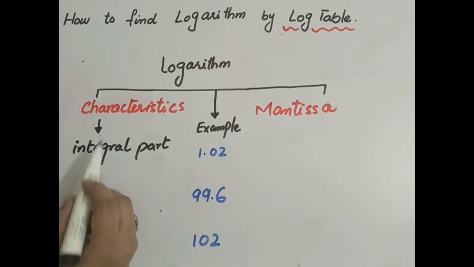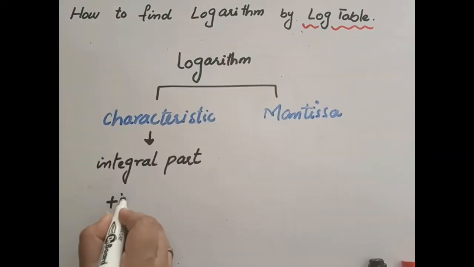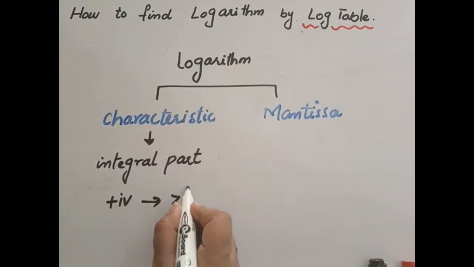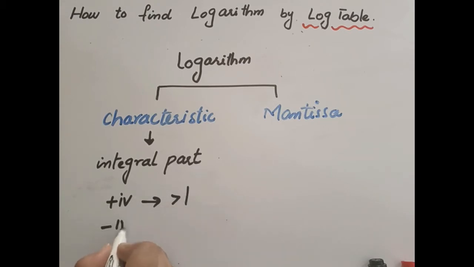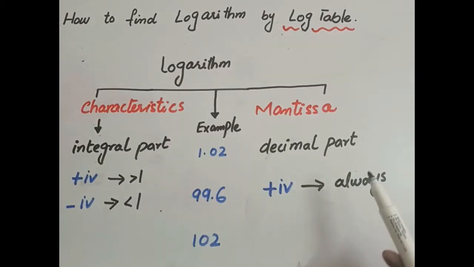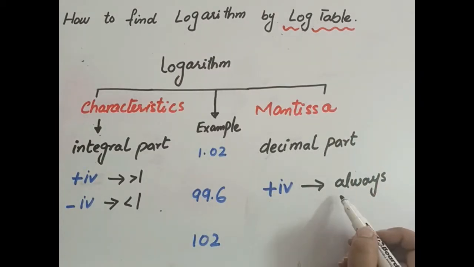If we are talking about characteristic, it is an integral part. It is positive for the numbers that are greater than 1 and negative for the numbers less than 1. So characteristic can be positive or negative. And mantissa is a decimal part which is always positive.